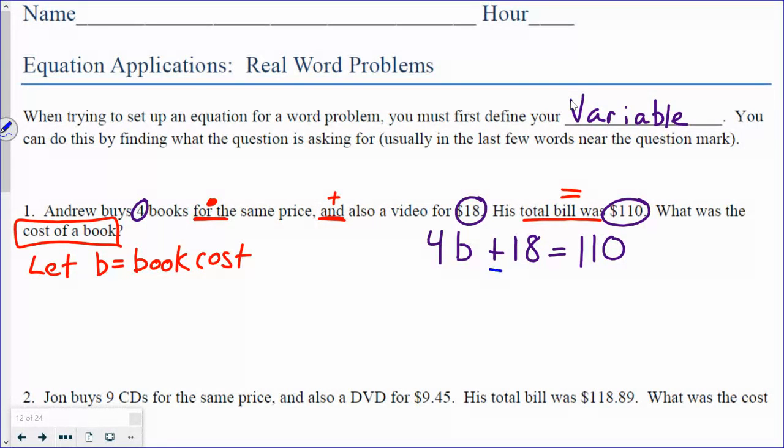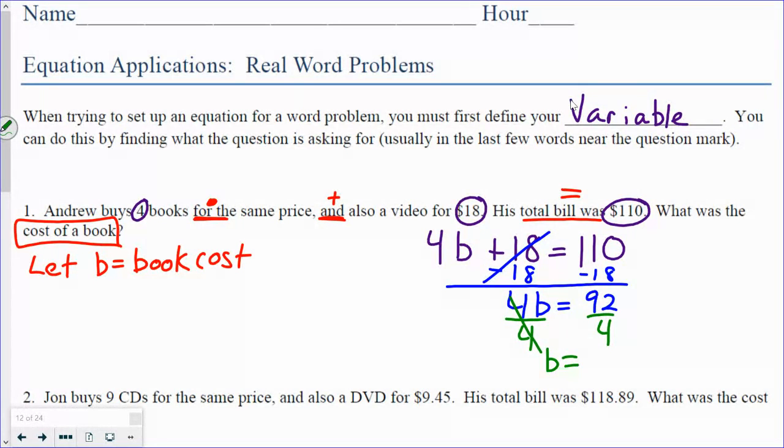Opposite of addition is subtraction. So you want those to cancel out. You can't make 18 disappear off on its own. You have to prove where it has gone. So we have 4b equals 92 now. 4b is multiplication. We can undo our multiplication with division, so that way our variable is isolated. So b equals 13.